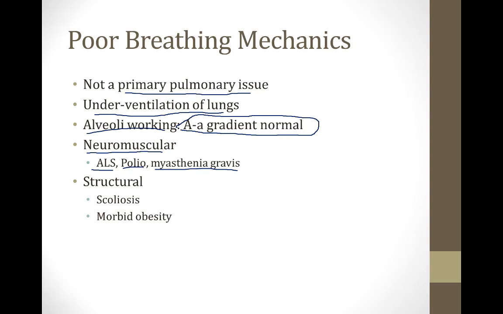Another reason for poor breathing mechanics is structural disease. So if you have scoliosis, which means a curve in your spine like this, it's hard to inflate the lungs fully because of that abnormal thorax, and this will give you a restrictive lung problem. Patients with morbid obesity also have restrictive lung disease. They have so much extra tissue on their body that they can't inhale deeply and draw in enough air.